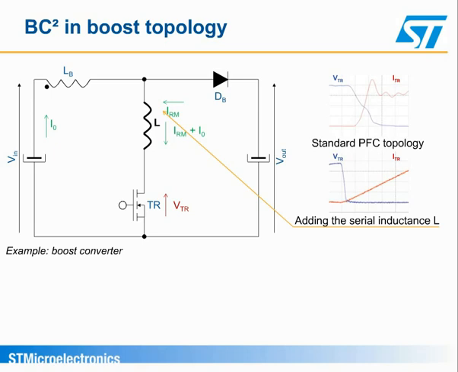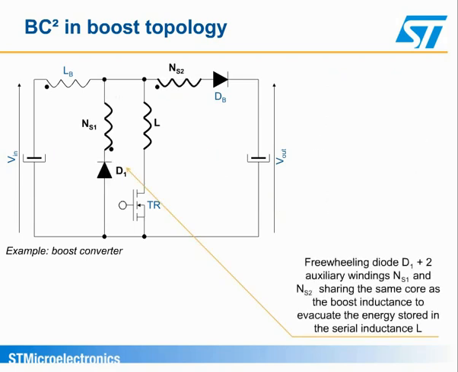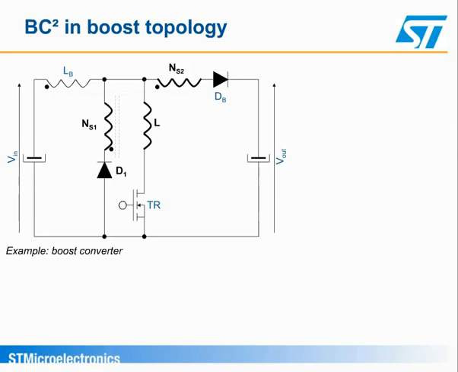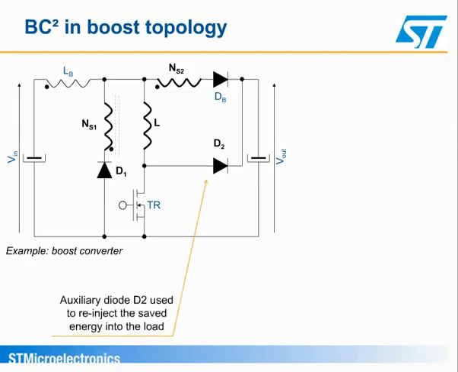However, just adding this inductance is not enough, as it stores some energy that needs to then be evacuated and ultimately re-injected into the load to avoid any useless power losses. To achieve this, a small freewheeling diode, D1, and two auxiliary windings, NS1 and NS2, sharing the same core as the main boost inductance, are added. The two auxiliary windings act as negative voltage sources and reset the energy stored inside the serial inductance, L, once the MOSFET is completely turned on and the boost diode, dB, is off. Finally, an auxiliary diode, D2, is added to re-inject the saved energy into the load once the main switch, TR, is turned off.